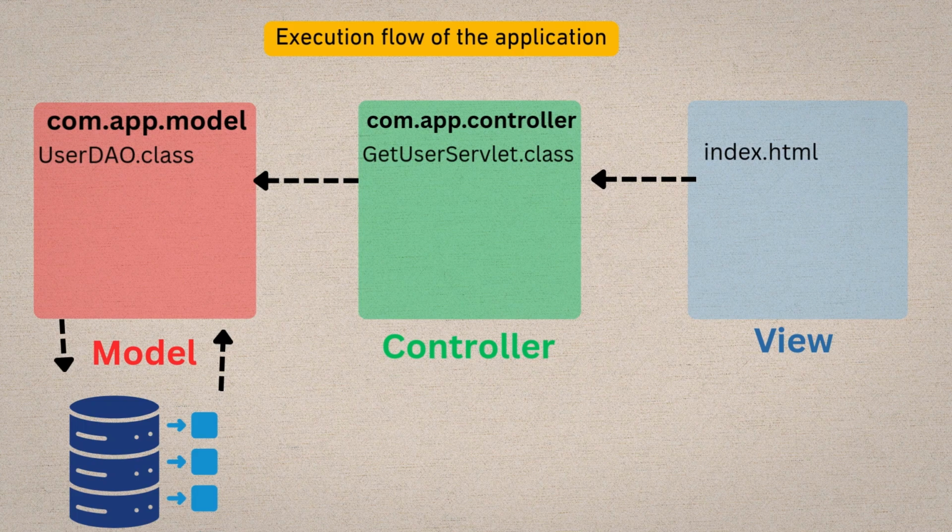Once the data is retrieved, it is sent back to the controller layer. Now the controller layer forwards this data to the JSP page in the view layer. Finally, the JSP page displays the user data on the web browser.